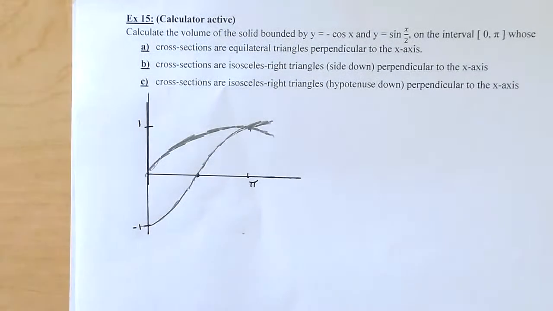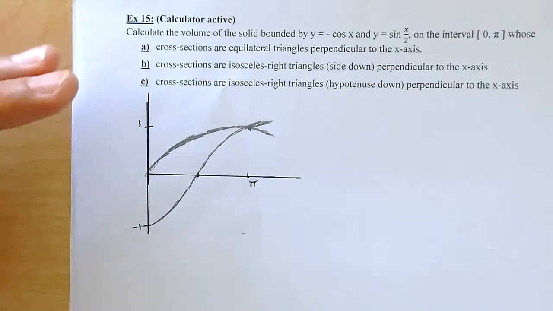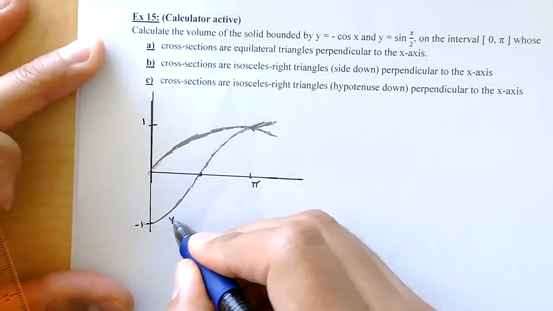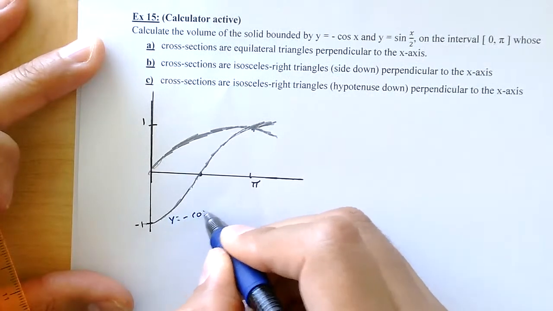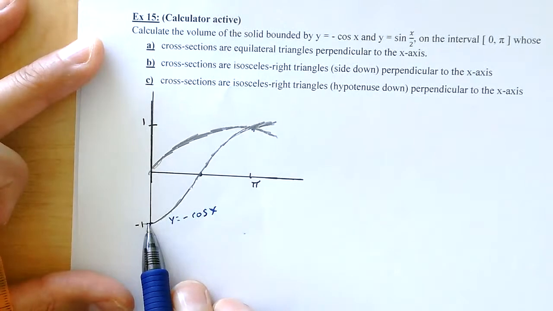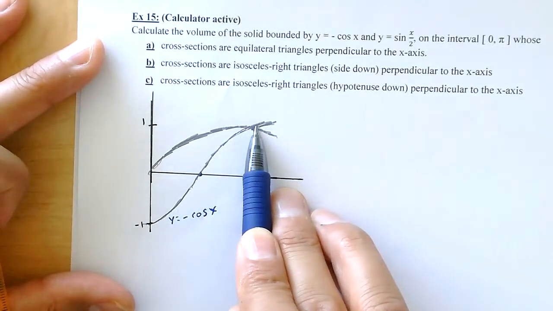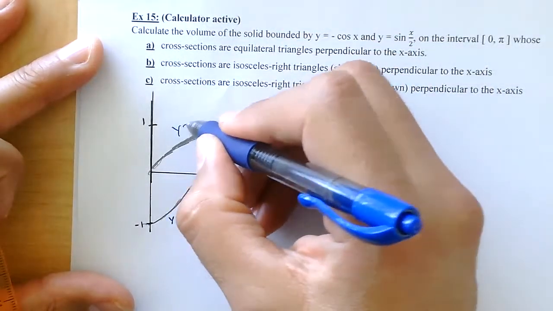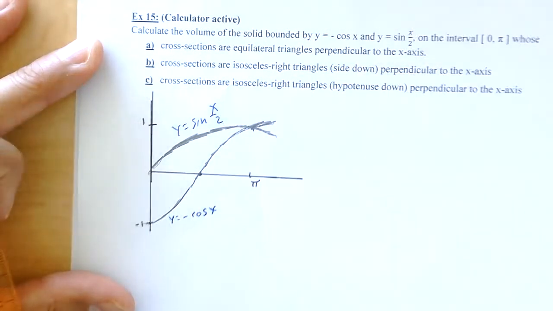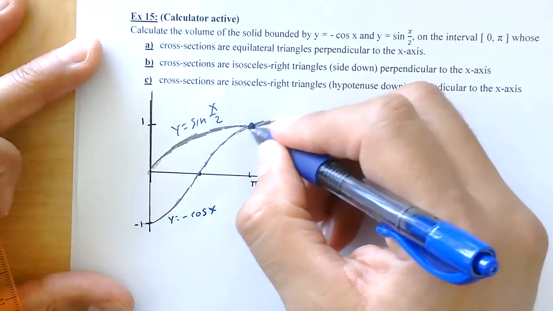Okay, I'll deal with that right now. So I have the graph, two of them. Y equal to negative cosine of x, which is the one down here, is a cosine graph reflected, so it's starting from the bottom and going up. And the other one up here is y equal to the sine of x over 2. And they meet right there at pi.